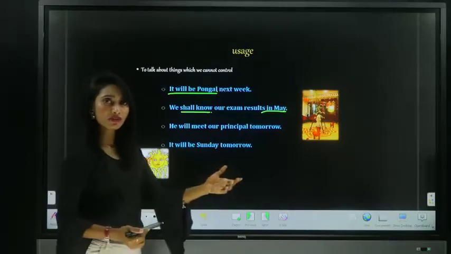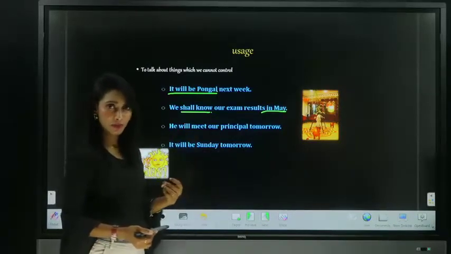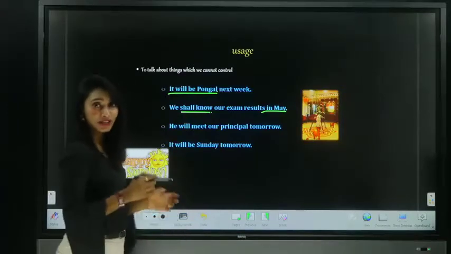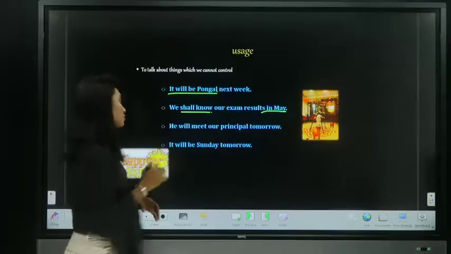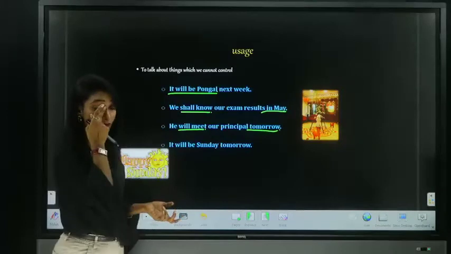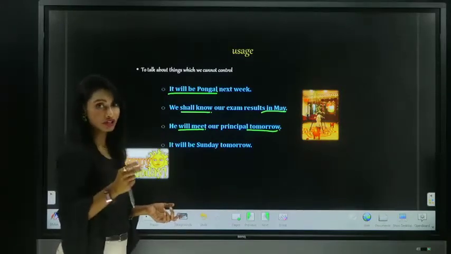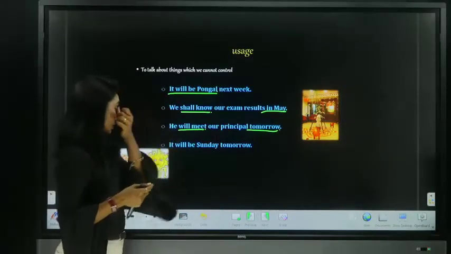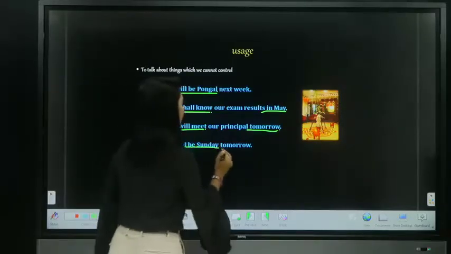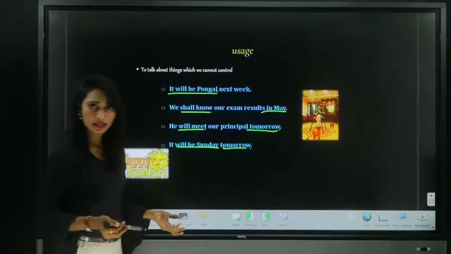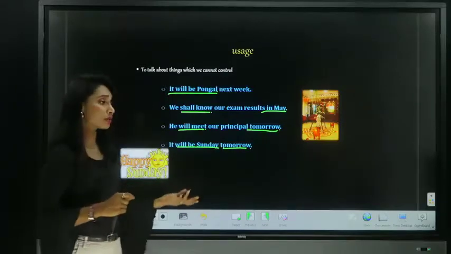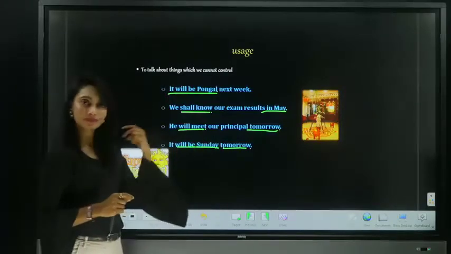May is the month when our results will be published. We cannot control that, right? Unless there is a technical glitch, we cannot control that. So, simple future. He will meet our principal tomorrow. It is scheduled for tomorrow, a scheduled action for the future, which we cannot control. It will be Sunday tomorrow. Can you make it Monday? Can you make it Saturday? No, you cannot control that. So it is an uncontrollable action, so it should be simple future only.